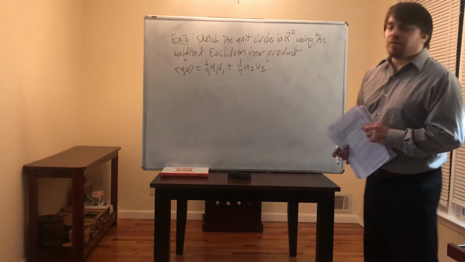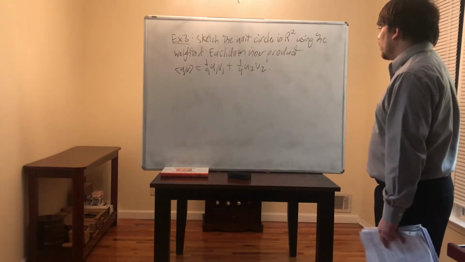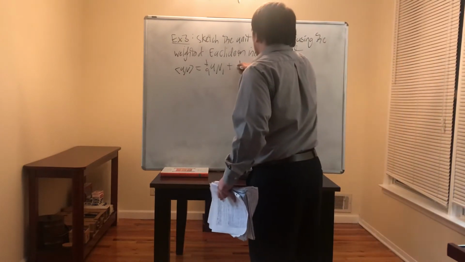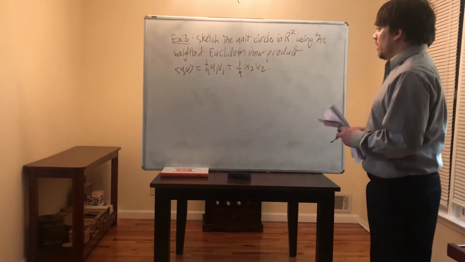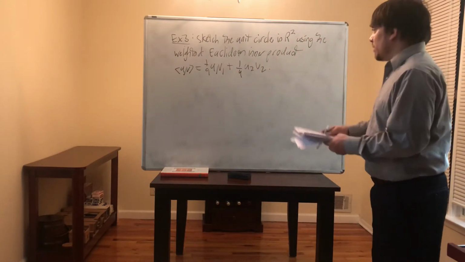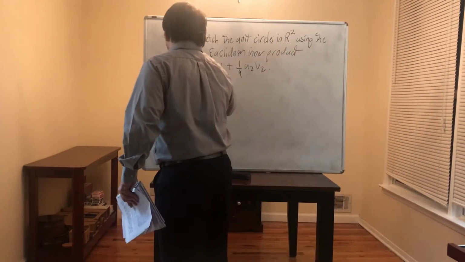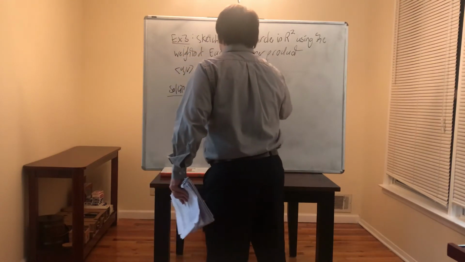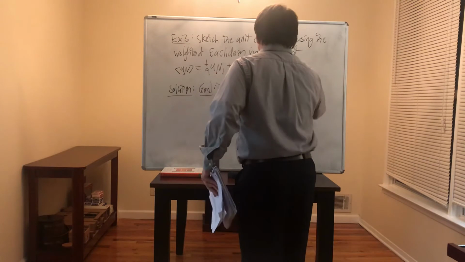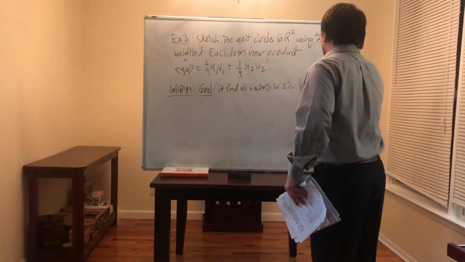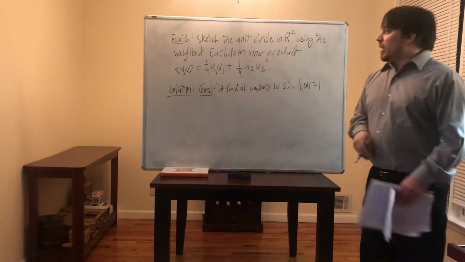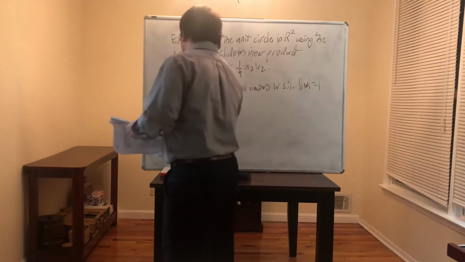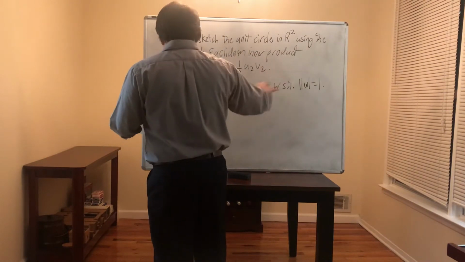Okay, so in example 3, we're going to sketch the unit circle in R2 using the weighted Euclidean inner product. So we are going to sketch the unit circle with that Euclidean inner product. It looks weird, but the goal here is to find all vectors W such that the norm of W is equal to 1 with that weighted Euclidean product.